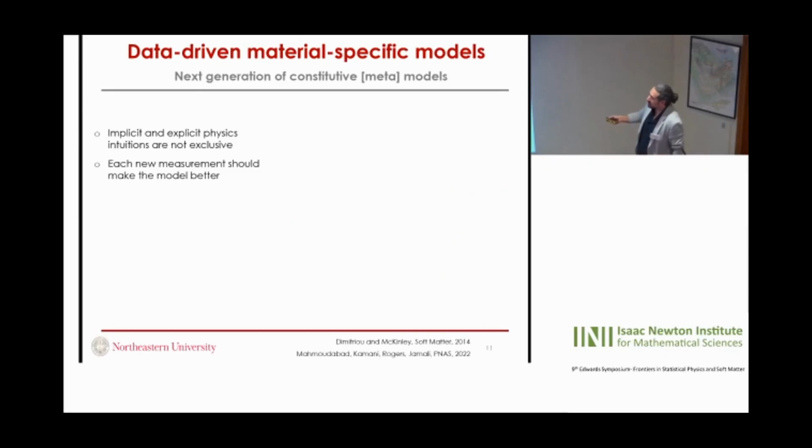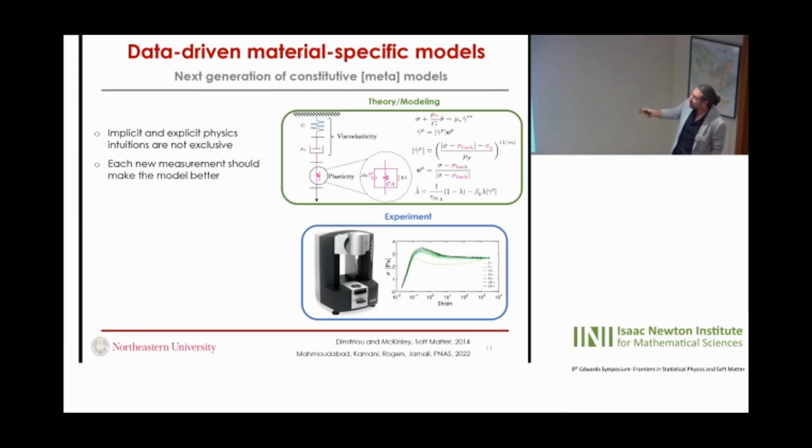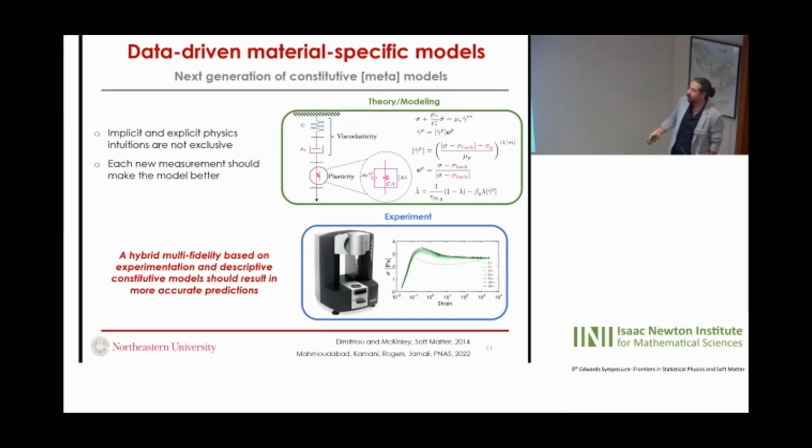The idea is that the implicit and explicit physics intuitions are not exclusive, so you should be able to mix and match. So the idea was, if I have a descriptive model that I can solve with my neural network, or MATLAB code, name it, and if I do measurements, adding more and more high fidelity data, I should be able to use this as my low fidelity, and this is high fidelity, and at some point build a hybrid multi-fidelity approach where your considered model is getting better and better every time you add high fidelity data to it. So let's see how it works.